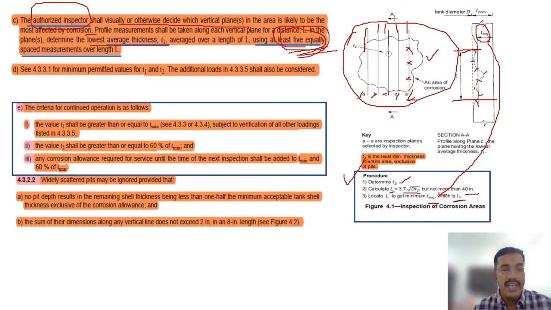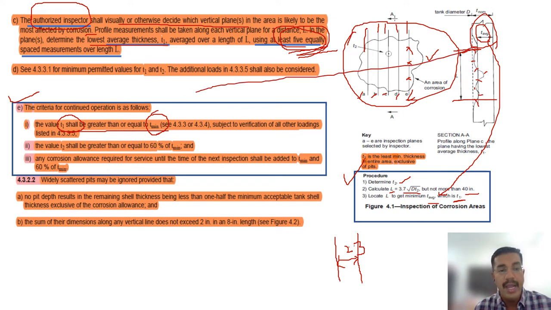Okay, so next important part, the criteria for continued operation is as follows. What is the criteria? The value of T1, which is our T average, shall be greater than or equal to T minimum. T minimum means, let's say we have decided the shell minimum thickness is 2.3 mm. So what it is saying is the value of T average, whatever we get, shall be greater than or equal to T minimum. The value of T average must be more than or equal to 2.3. If it is less than 2.3, then it is not acceptable. We have to repair that shell area.